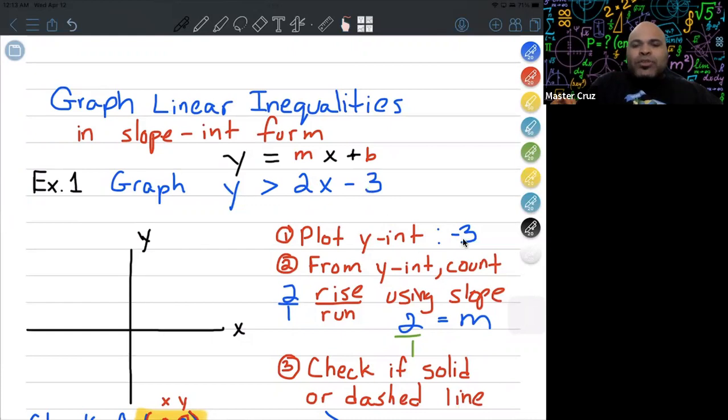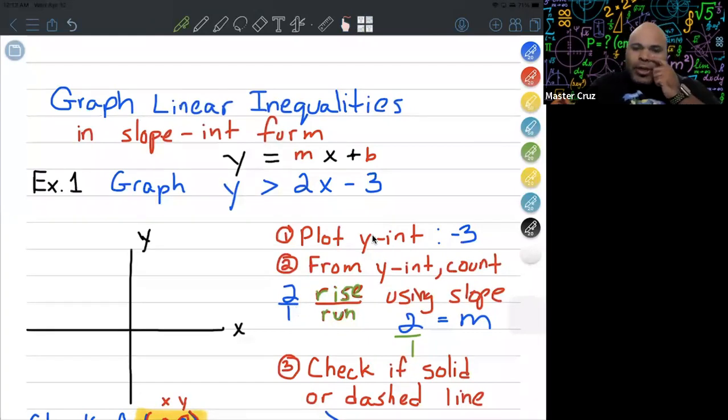So it's b. So this is -3. What is the slope? Well, the slope is 2. We talked about it. But we don't just want 2, because when we're graphing, slope is rise over run. So therefore, you need 2 numbers. So you have to take the slope and write it over 1.